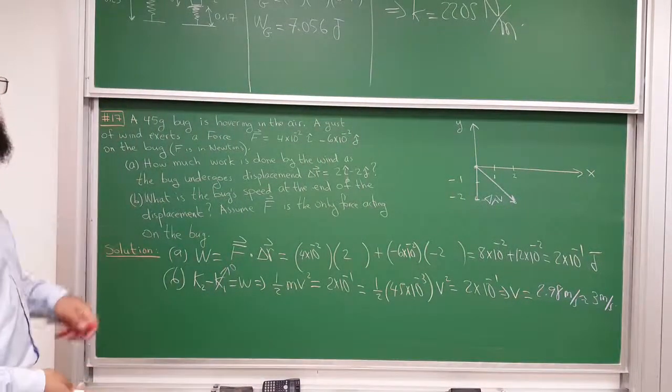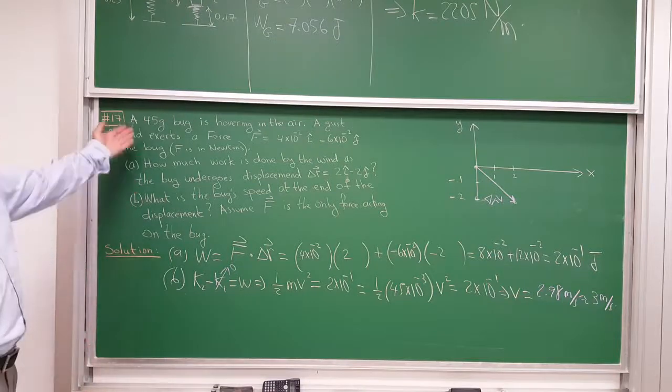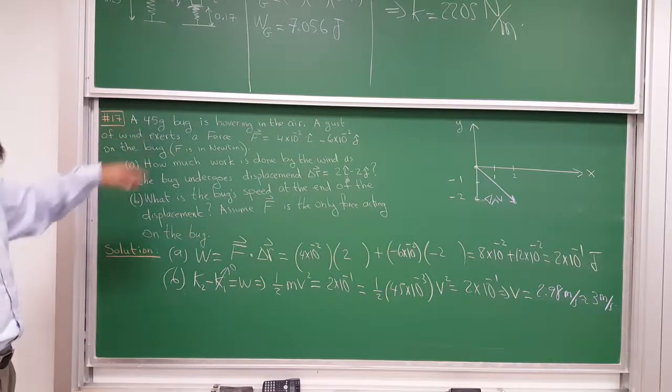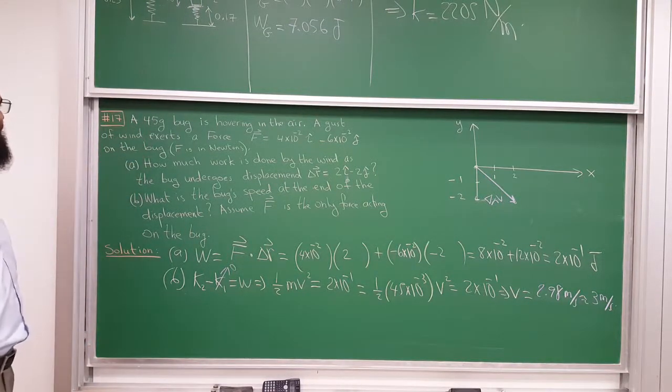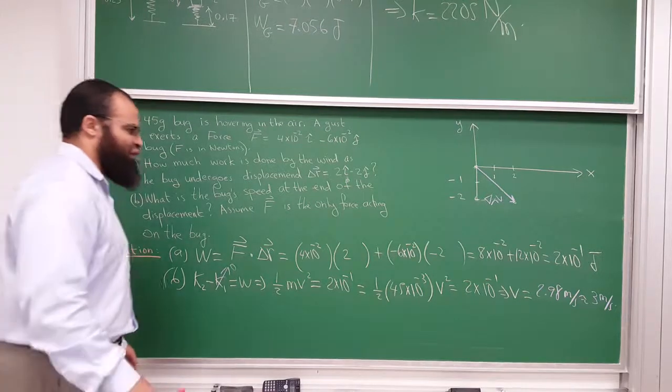I wonder what bug it is? Because like 10 bugs equal a pound. A pound is 450 grams approximately. Yeah, I don't know. It's a pretty heavy one.